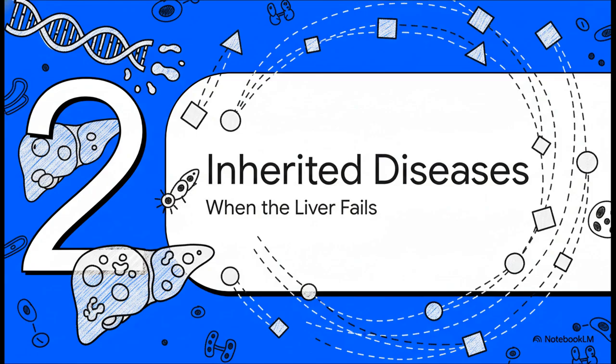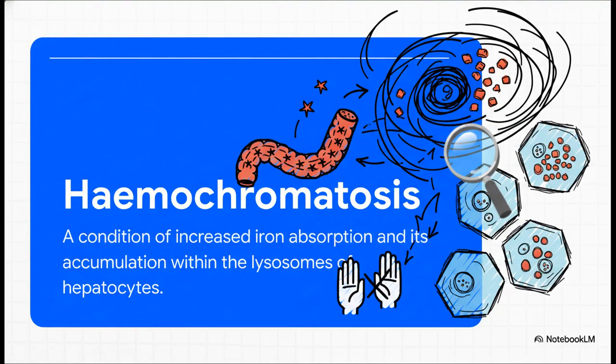All right, let's dive into Section 2, inherited diseases. We're going to start at the genetic level, looking at what happens when the liver's basic fundamental machinery just goes wrong, causing all sorts of toxic stuff to build up inside its cells. So, first up, we've got hemochromatosis, or simply iron overload. So think about it. In a healthy person, iron absorption is super tightly controlled. But here, that whole system just breaks down.